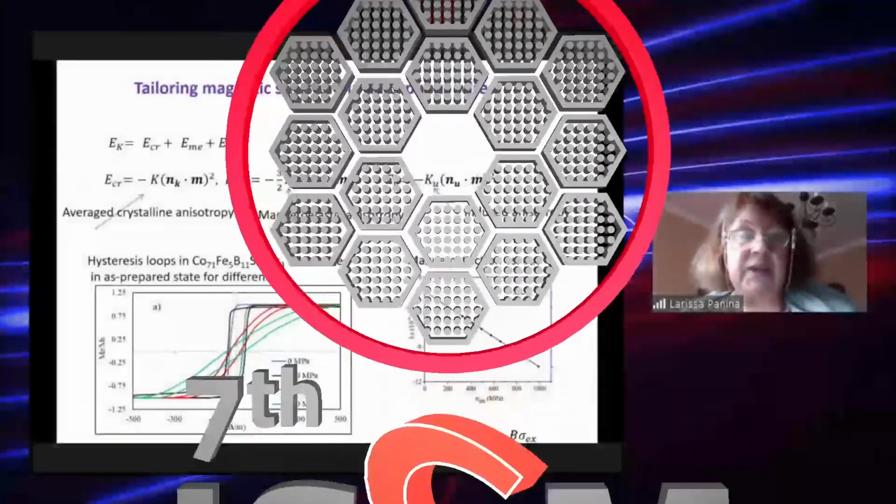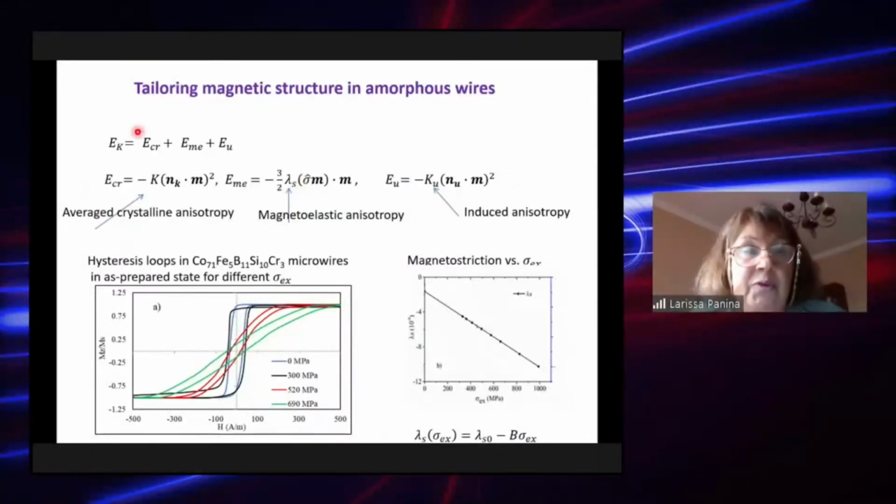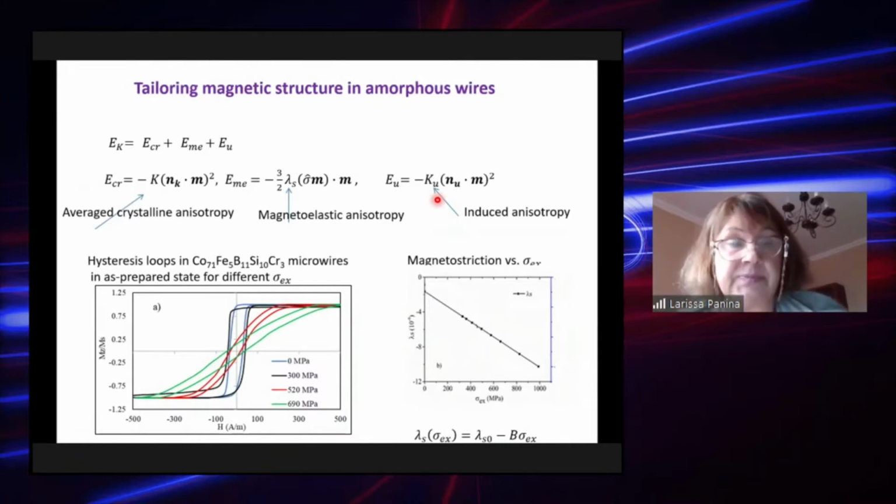If we consider amorphous wires, the main contribution to the anisotropy energy will be the magnetic contribution. The magnetic contribution depends on both magnetostriction and internal or external stresses. And what is important in amorphous alloys is that it is possible to induce anisotropy and to tailor the magnetic structure. So, for example, we have an interesting cobalt-based composition, but without applying stress.